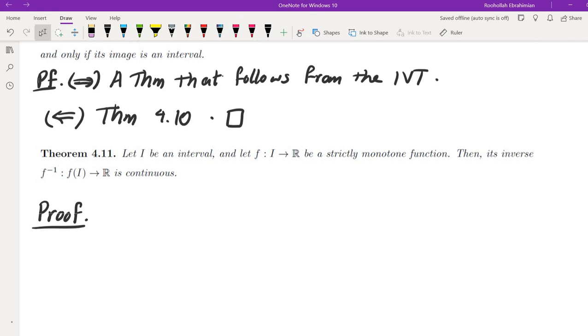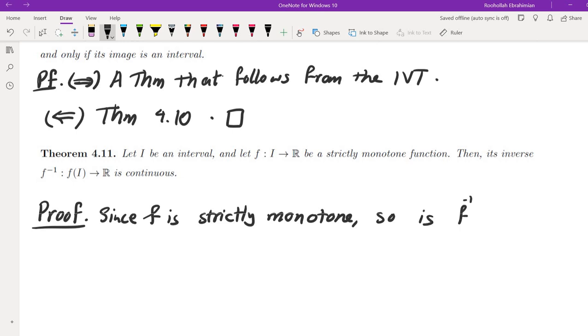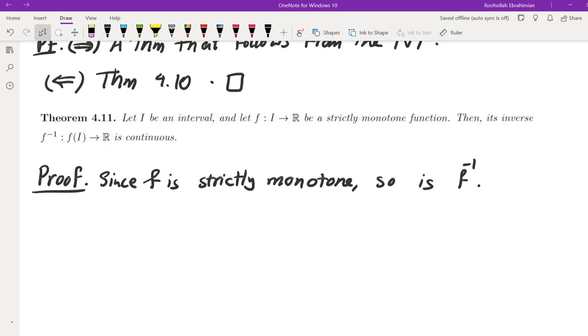So in order to show a function is continuous, if it is monotone, all I need to do is to show that the image is an interval. So if you look at f inverse, since f is strictly monotone, so is f inverse. Again, this is an exercise in introduction to proof. If f is strictly increasing, then f inverse is also strictly increasing. If f is strictly decreasing, f inverse would also be strictly decreasing. So this is not very difficult to prove. So we know that f inverse is strictly monotone.